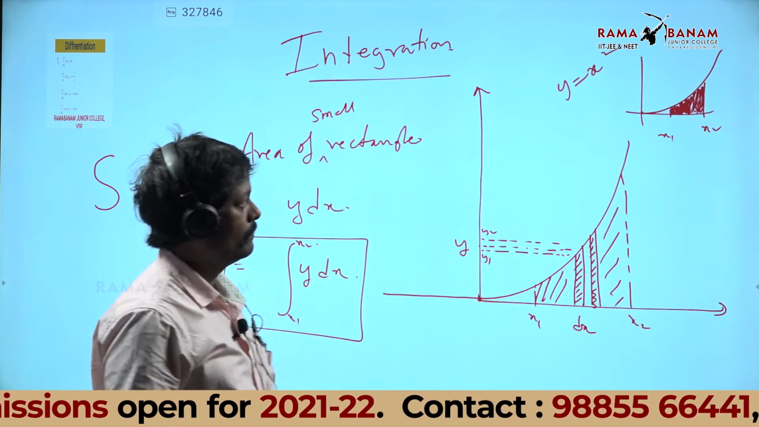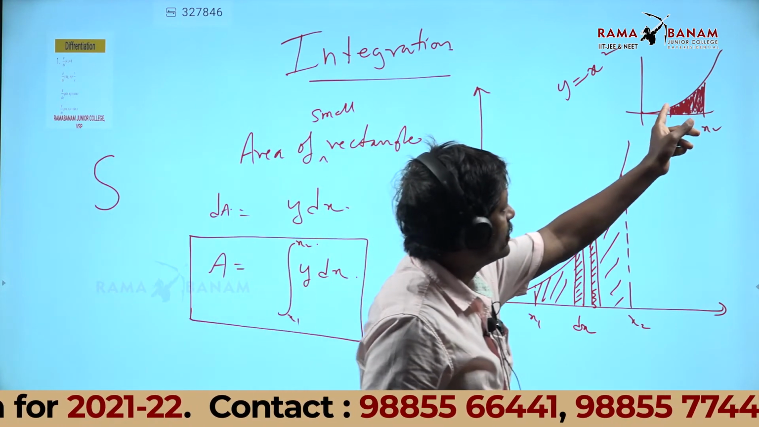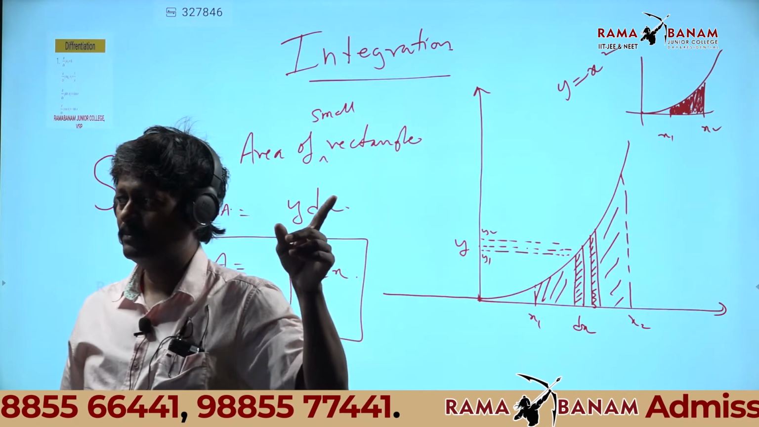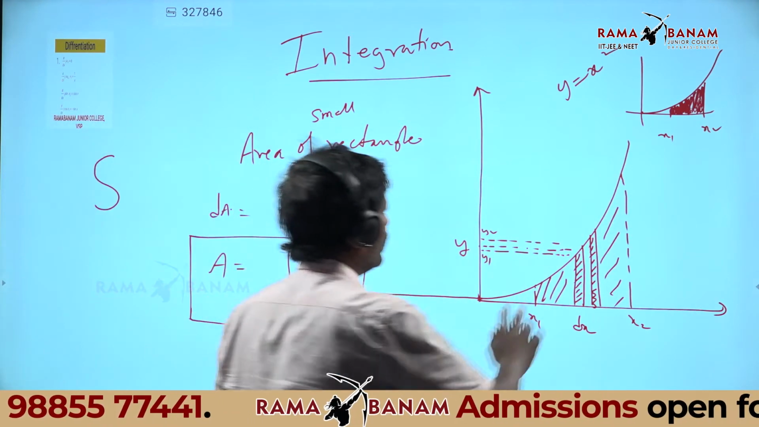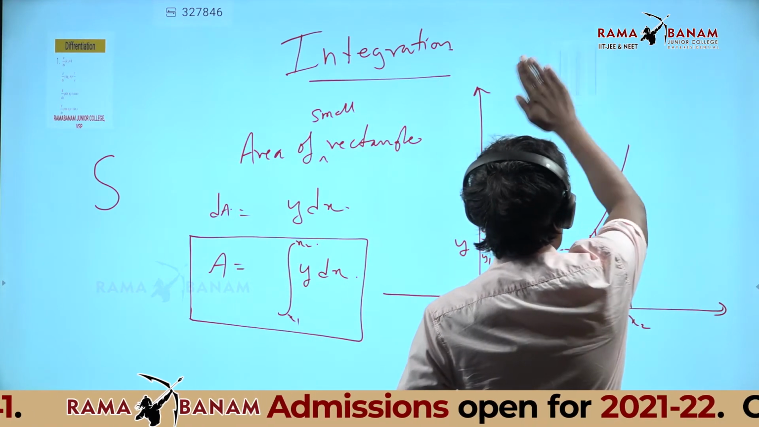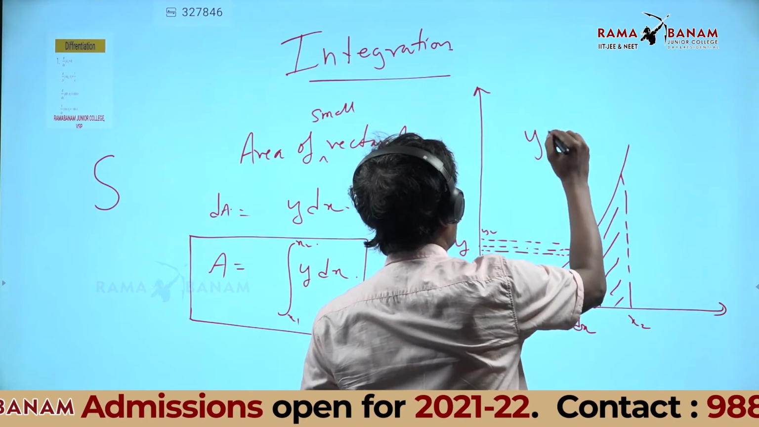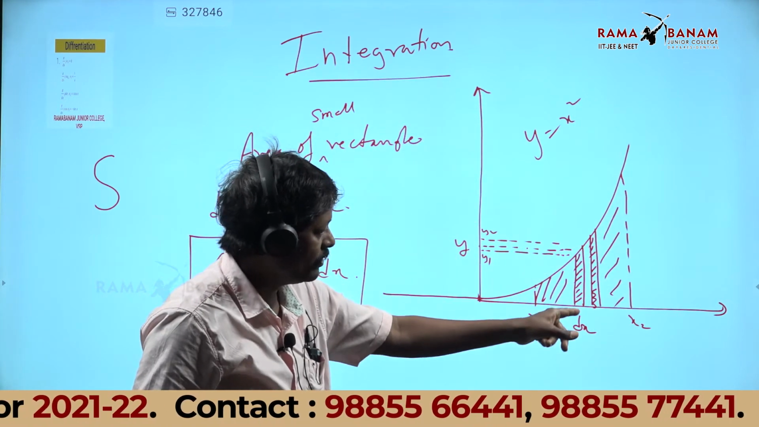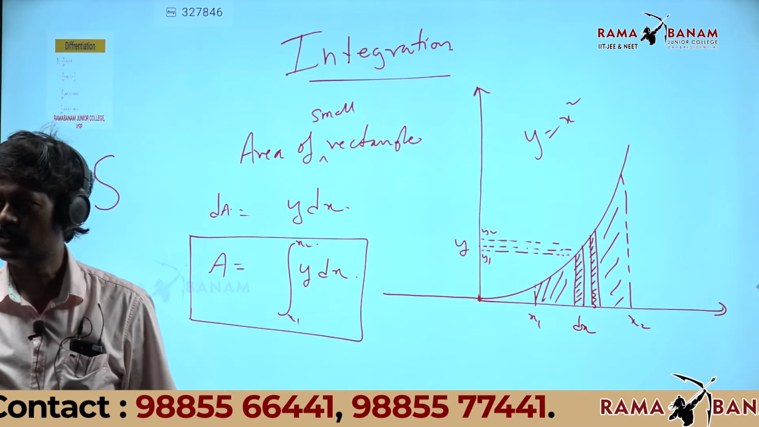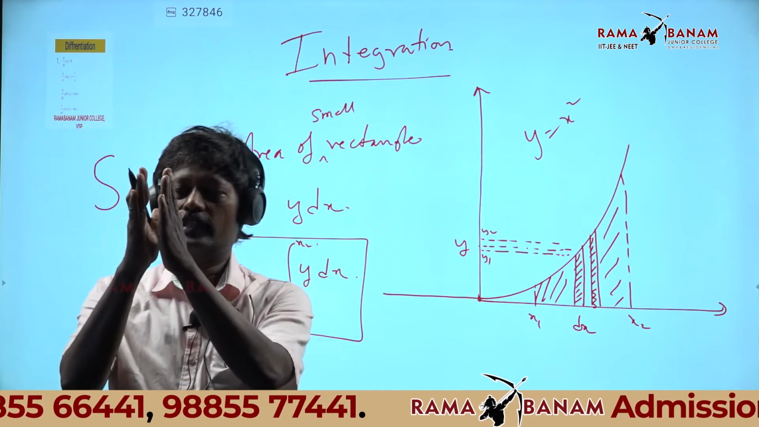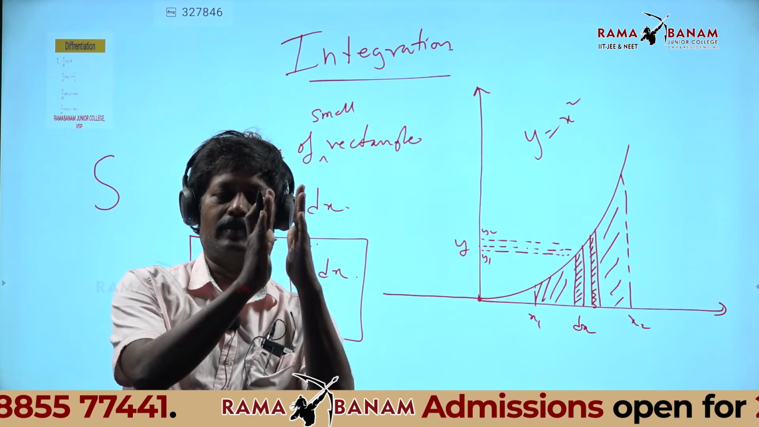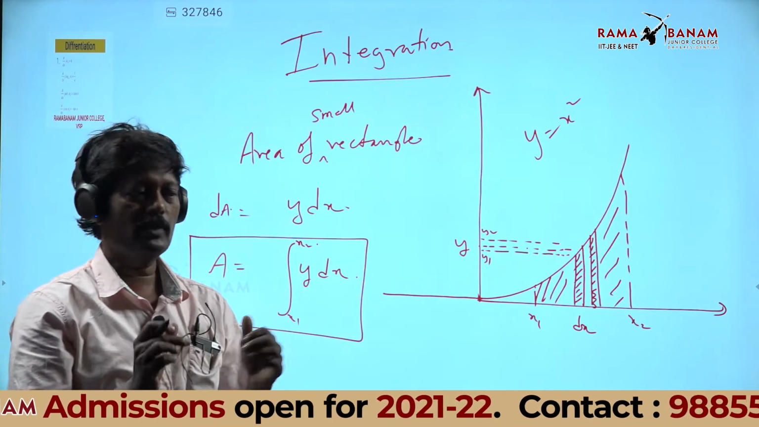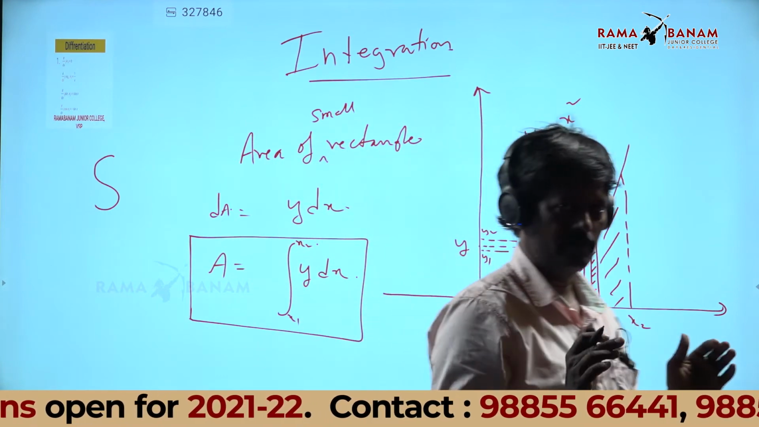Look at that here. If I go on adding all the strips, I will get the total area under the curve. It is not a trapezium. So this is how you have to find out the area. Now what I have done is, I found out the area of the small rectangle, it is y dx. That y dx, another y dx, another y dx, if I go on adding, I will get the total area under the curve. My work is to find out the area under the curve.